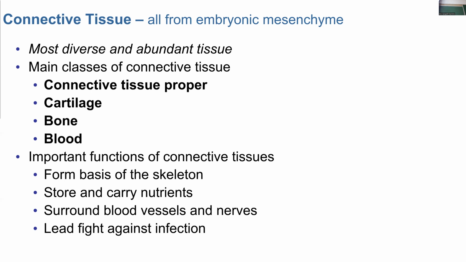Connective tissue is important because it stores and carries nutrients. For example, your bone is an active storage place for fat. Adipose tissue is a kind of connective tissue that stores nutrients, etc. Connective tissue surrounds blood vessels and nerves.